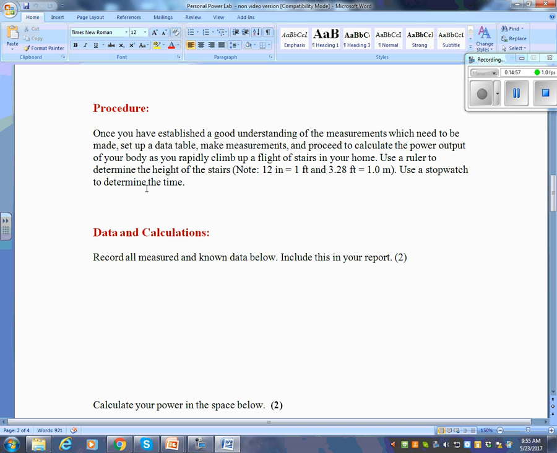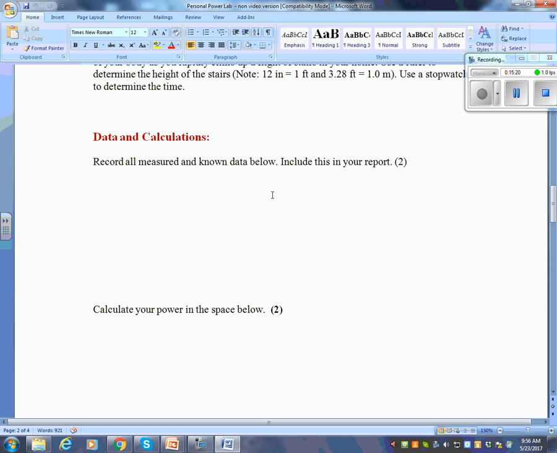Okay, you're going to have to measure the height of the stairs with the meter sticks. You're also going to need your phone as a stopwatch, or, of course, the regular stopwatches, which are here. You guys can pull those out. Just make sure they get turned off, please, when you're done, so that they don't run for the next week. Okay? And then you're going to calculate your power in the space below.